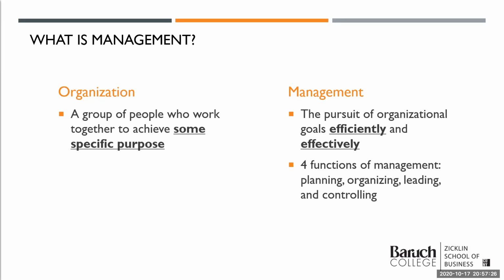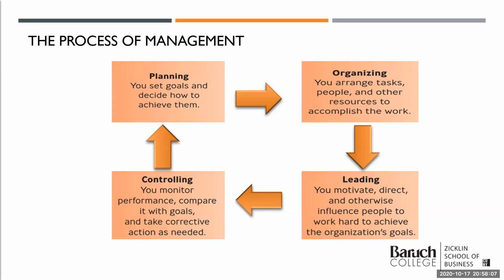Getting back to the very first week, we defined an organization as a group of people who work together to achieve some specific purpose. The role of management is to ensure that the pursuit of organizational goals is done efficiently and effectively. To accomplish that, there are four functions that managers perform, and the course is basically divided up into these four processes. We just completed the first process, which is planning.